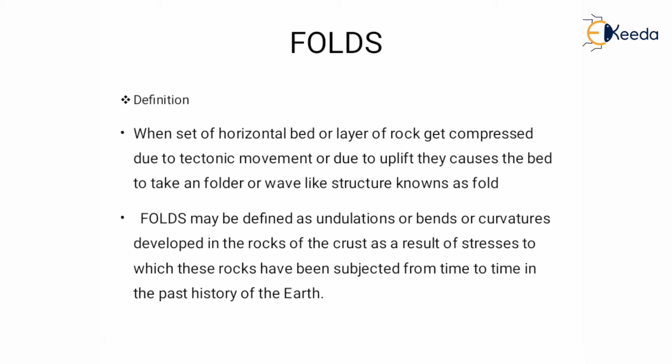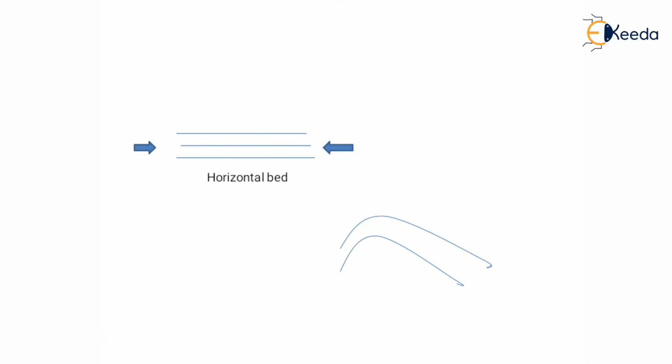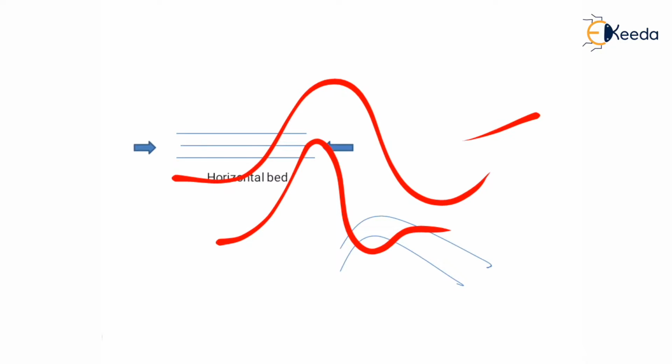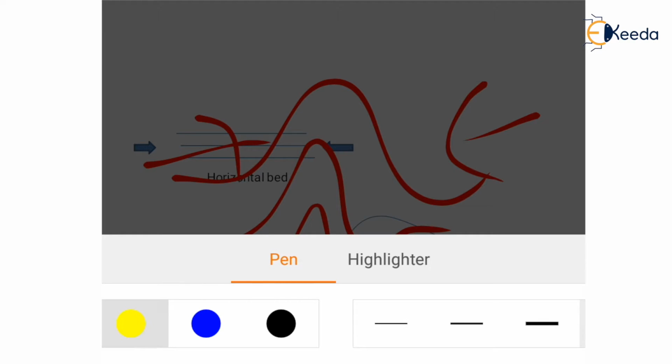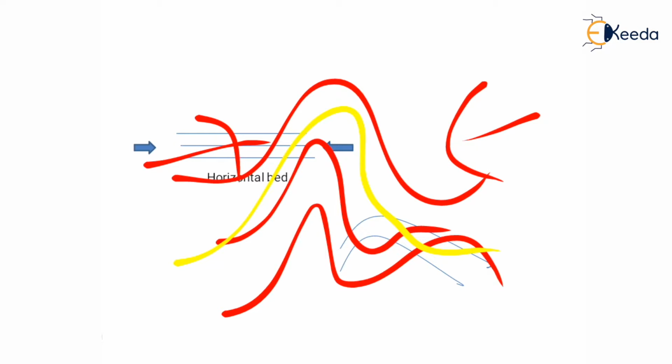See, a fold may be defined as an undulation or bend or curvature developed in the rock of the crust as a result of stress to which these rocks have been subjected from time to time in the past history of the earth. See, the horizontal bed gets compressed due to compressive pressure and forms a wave-like structure. This wave-like structure we call a fold, and this whole process we call folding.